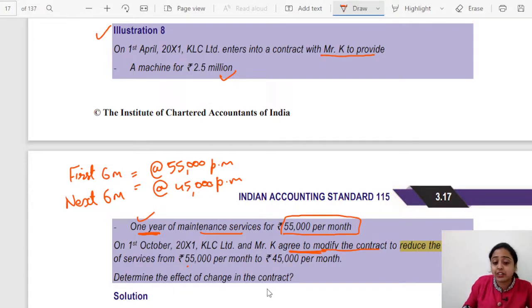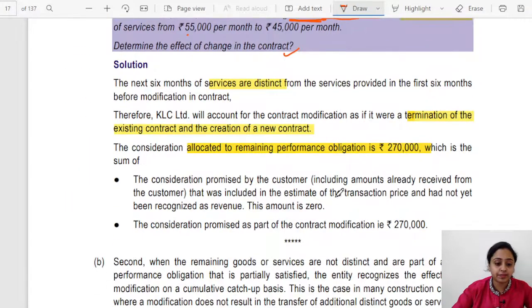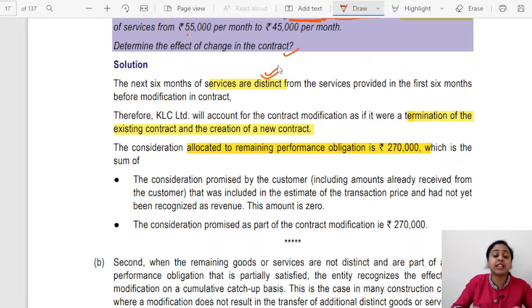Determine the effect of change in the contract. Now, the new liability will be created at the rate 45,000 into 6 months. The next 6 months of the service are distinct. Why distinct? Because it can be separately consumed from the services provided for the first 6 months before modification in the contract. Therefore, KLC will account for the contract modification as if it were a termination of the existing contract and the creation of a new contract.